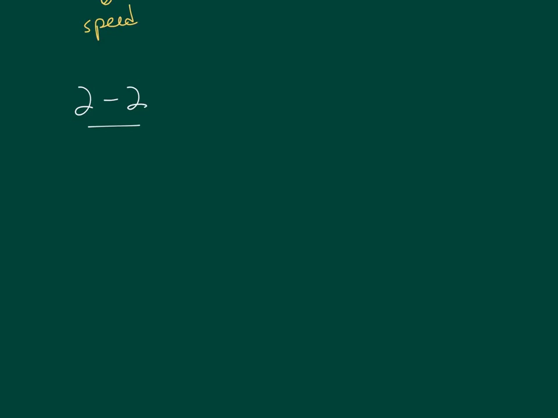2-2, the other three formulas. What do we got? There's three of them. Katie, one. VF equals VI plus AT. That's one. Yes, Theo? VF squared equals VI squared plus 2ax.